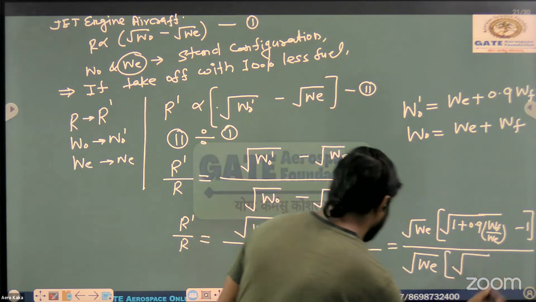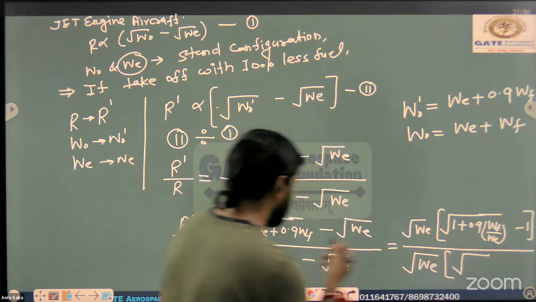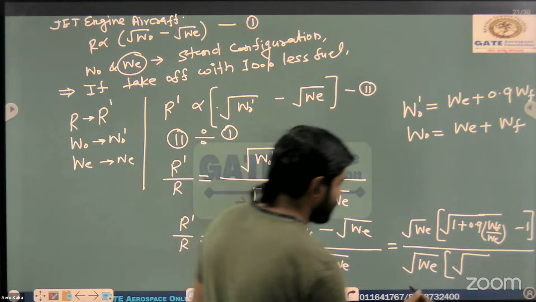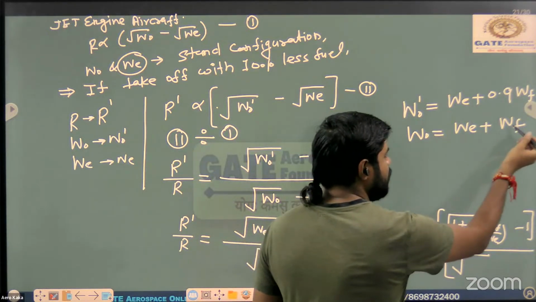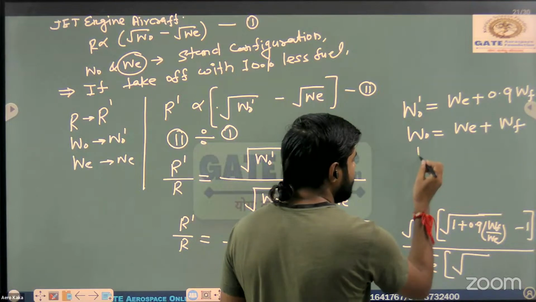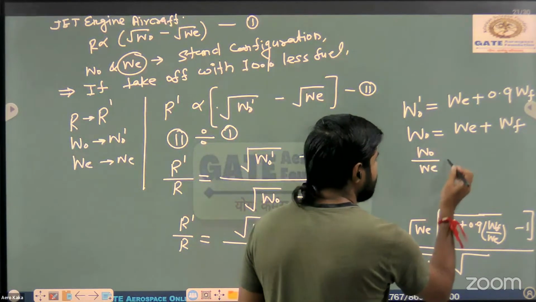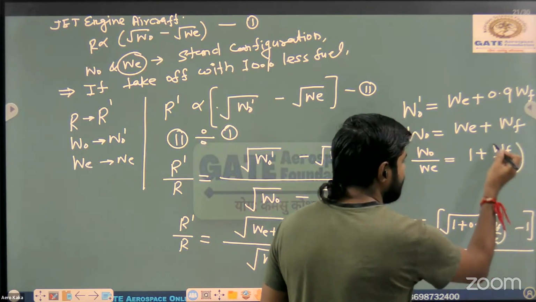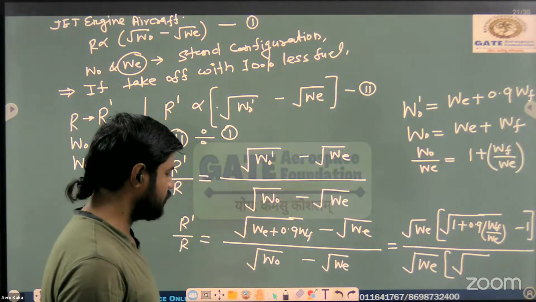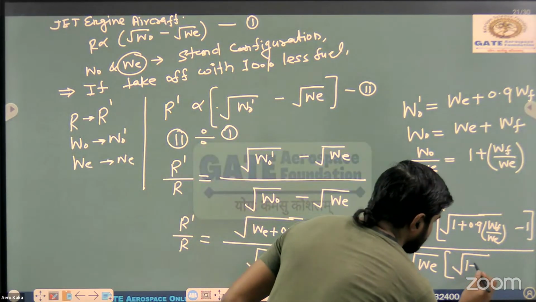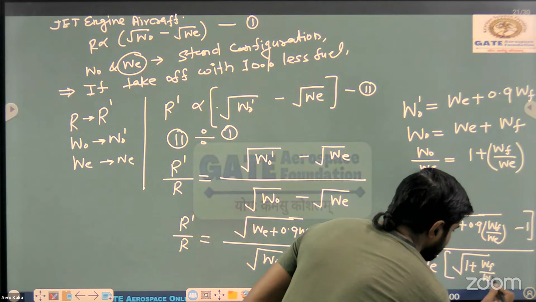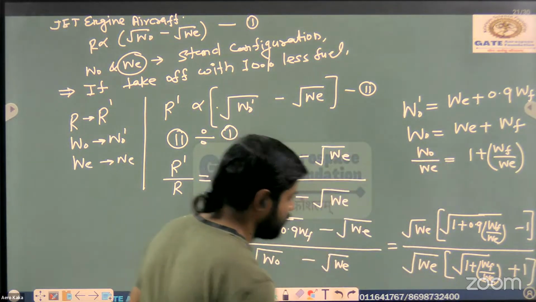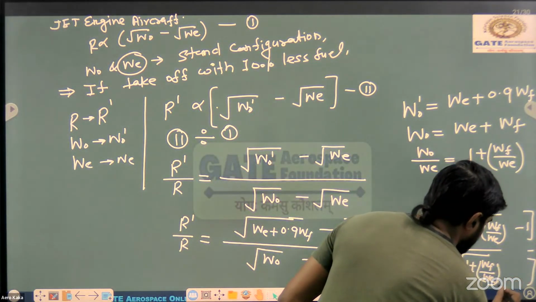So how much will we get? Root of W naught upon WE. What is W naught? It is WE plus WF. So W naught upon WE is equivalent to 1 plus WF upon WE. Please verify. Agree? So I can write it directly as 1 plus WF upon WE, plus 1 here. Plus 1 or minus 1? Sorry, it's minus 1.